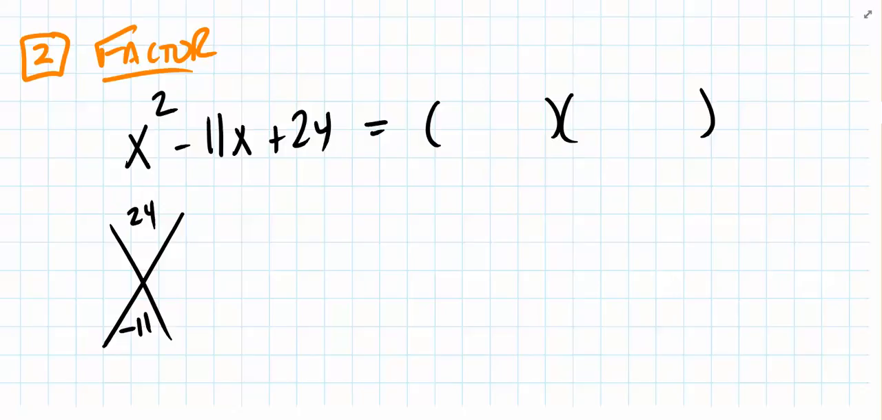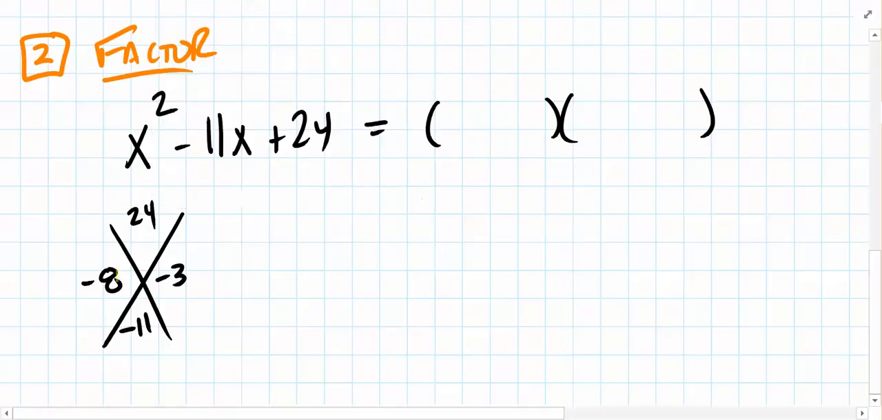Good. He just said, what times what is 24, and at the same time, what plus what is negative 11. Anybody got any thoughts? Yeah, what do you got for me? Negative 8 and negative 3. How do you go about finding that? Is it better to figure out the product first or the sum first?